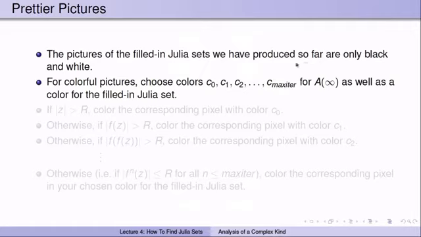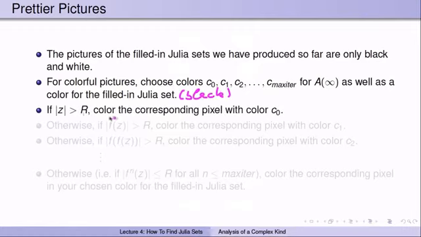And these are all colors in which you're going to color A of infinity, those points that escape to infinity. And then you need to pick an additional color for the filled-in Julia set. Typically, that additional color is black, but you can pick whatever you want. Now, if |z| is greater than R, then you know right out from the start that that point belongs to A of infinity, so color it in the color C0, the first color you chose.